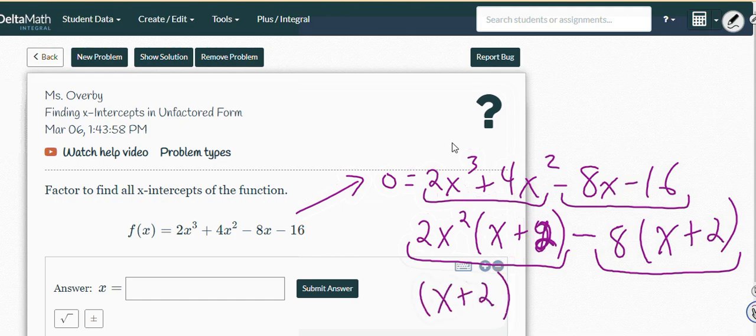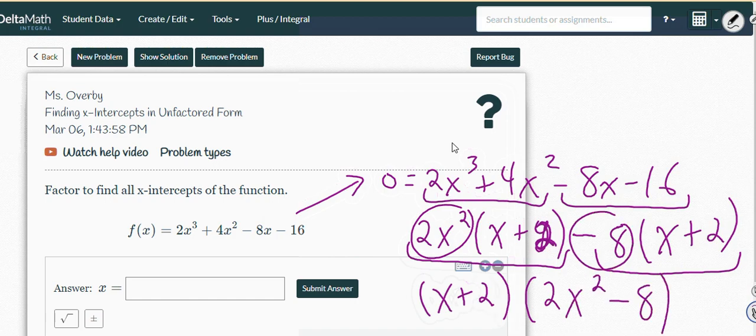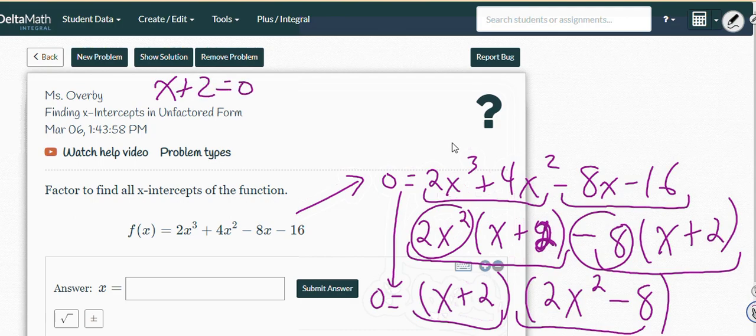And then what's left over, my 2x squared, and my minus 8. Okay, so we take this, and we have to remember, we have set this equal to 0 to find our x-intercepts, all right? So now we have two things, right? We have something times something equals 0. So either x plus 2 equals 0, or 2x squared minus 8 equals 0, and let's just solve them.